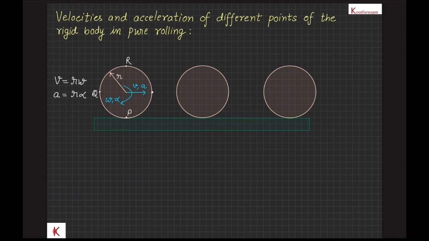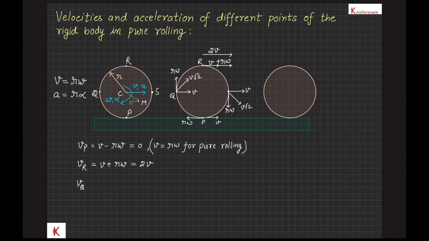Velocity of any point on the body is velocity of center of mass plus velocity with respect to center of mass, and acceleration of any point will be acceleration of center of mass plus acceleration with respect to center of mass. Now we can see from vector addition that velocity of point R is V plus R omega, that is 2V, and velocity of points Q and S have magnitude V root 2. Also we can easily find velocity of any other point by vector addition.